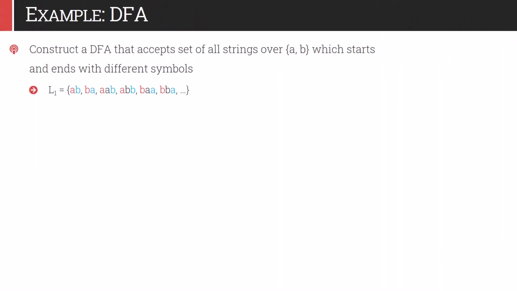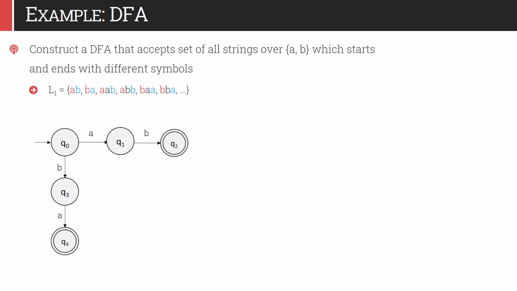Construct a DFA that accepts the set of strings over {A, B} which start and end with different symbols. So if the string is starting with A, it should end with B, and if it is starting with B, then it should end with A. The start and end symbols should be different. In between those two symbols, there can be any combination of A and B. So if our string is starting with A, it must end with B. And if it is starting with B, then it must end with A.